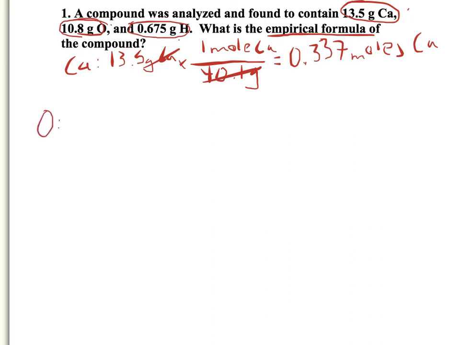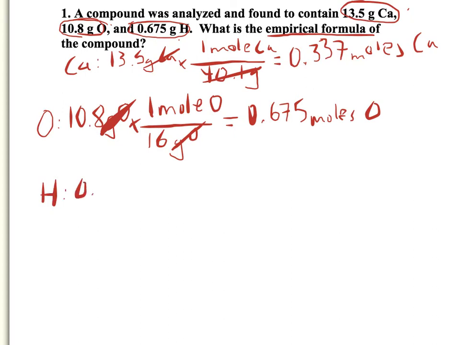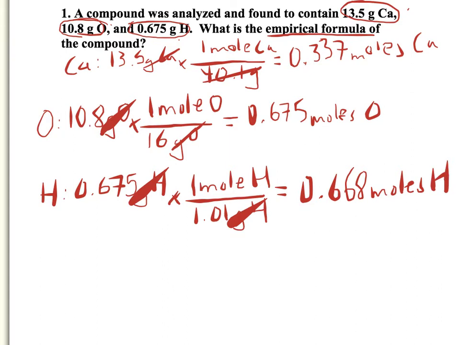So for oxygen, we have 10.8 grams of O. We'll convert that using the molar mass of O. 1 mole of oxygen is 16 grams, from the periodic table. Cancel those out. This is going to give us 0.675 moles of O. And then the last element in this compound is hydrogen: 0.675 grams of H times 1 mole of hydrogen is 1.01 grams of hydrogen. Multiply these across, and this gives us 0.668 moles of H.